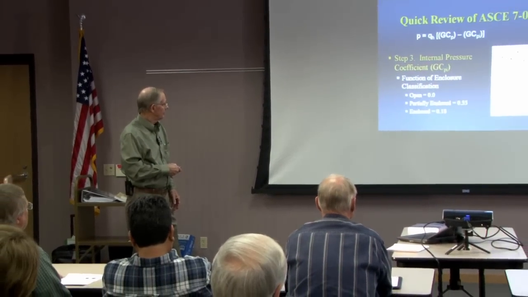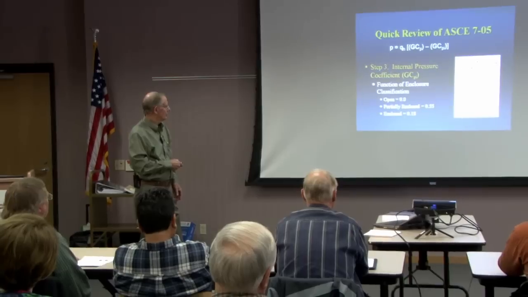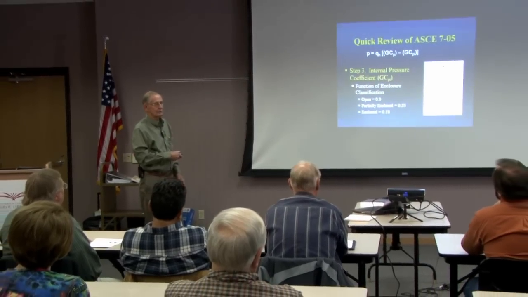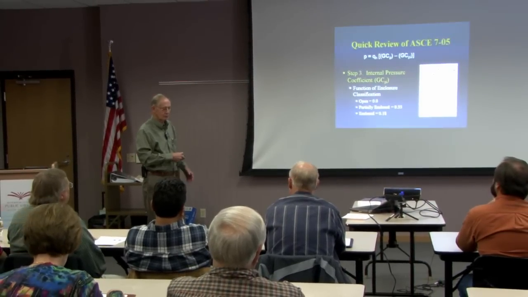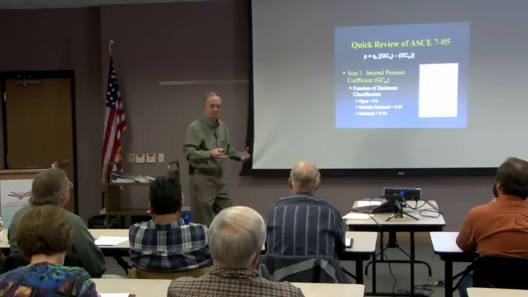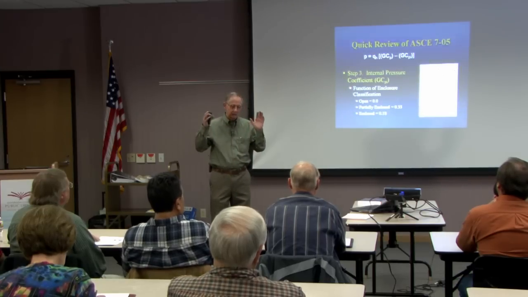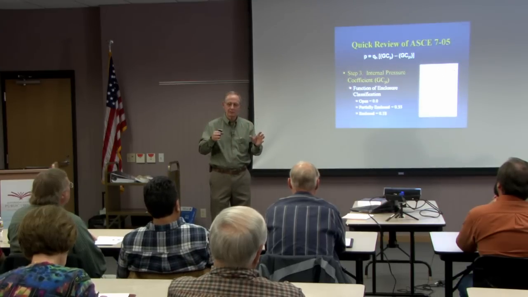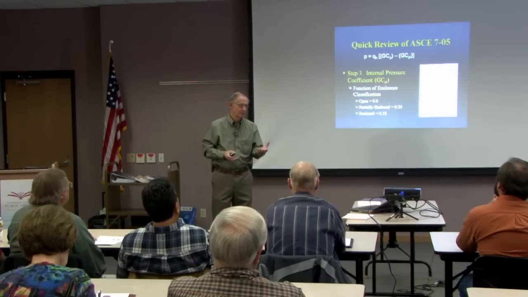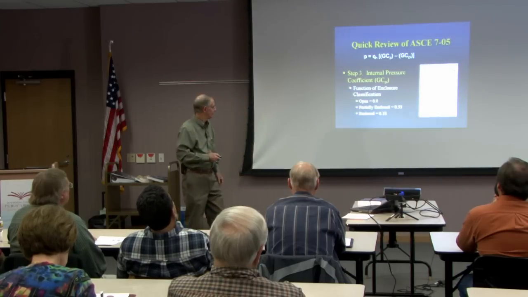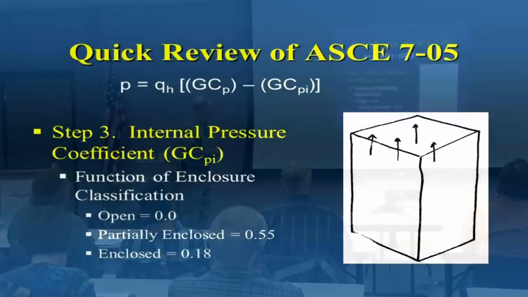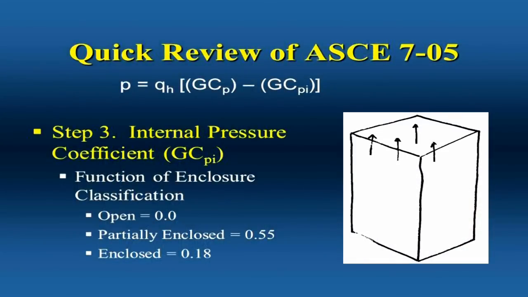But there has to be a definition of whether it's enclosed or partially enclosed. Partially enclosed is one where windows have been blown out in a storm, or there are large openings in a building, and that creates additional pressure on the inside, creating additional uplift pressure on that roof. So the definition of these two becomes important. That's a pretty big factor in the design of the uplift pressure on the roof system.